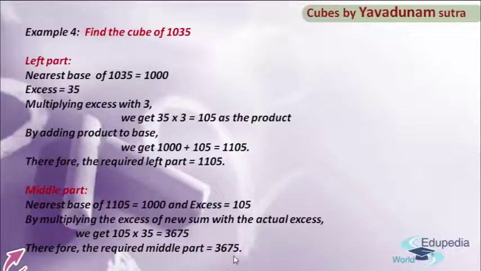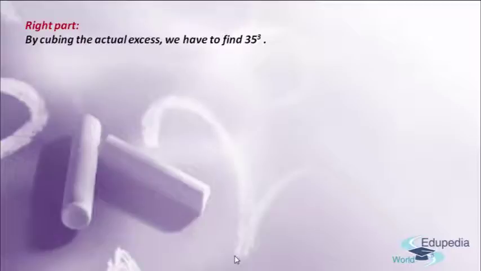After completing the middle part and moving to the right part, the first and last step is to cube the actual excess that we have got. The actual excess is 35, so we have to find the cube of 35. Friends, 35 is a 2-digit number, and finding the cube of a 2-digit number is somewhat difficult.